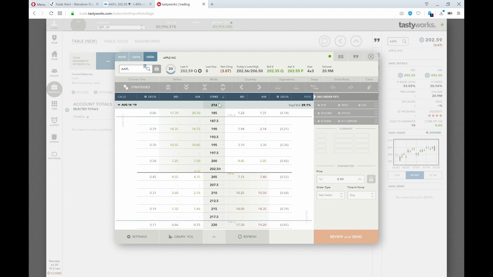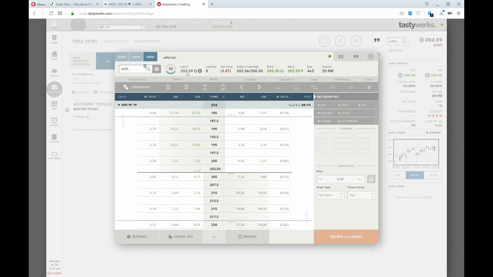Okay. The other thing we're looking at here, this is showing us how many days are remaining to August 16th. We've got 27 days left. Implied volatility is 29%. I won't go into that right now, but let's take a look.